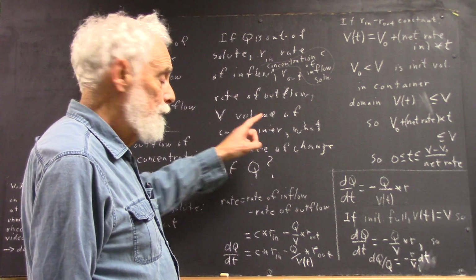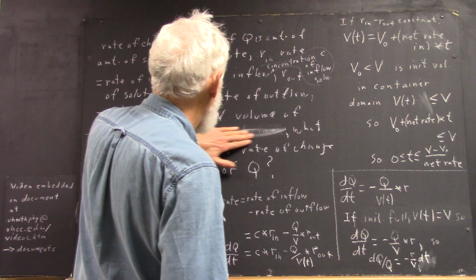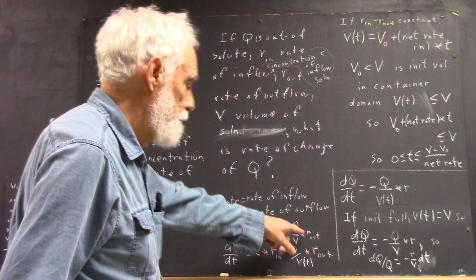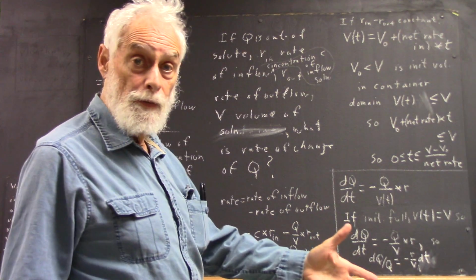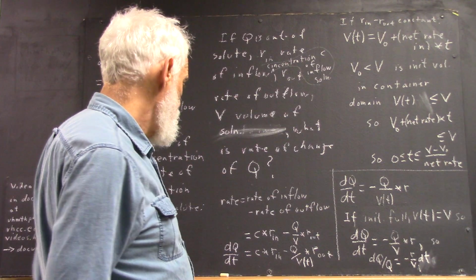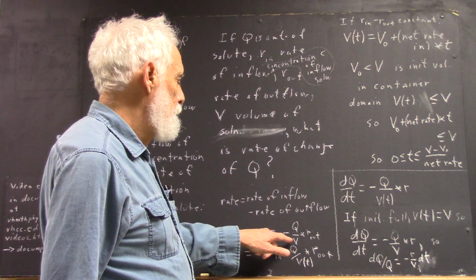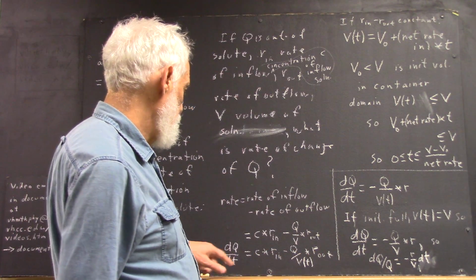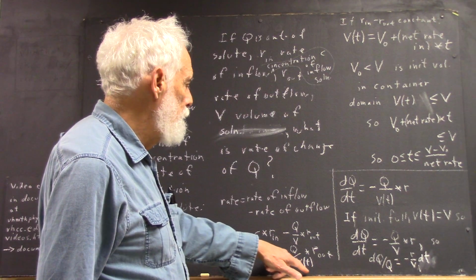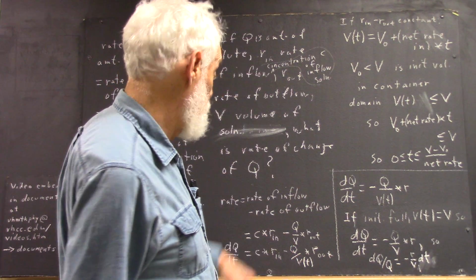Okay? Now I say V is the volume of the container. Better, V is the volume of the solution. Then this holds. And the volume of the solution might be the volume of the container if the container is full. But of course the container might not always be full. So that you have dQ/dt equals C times rate in minus Q over V(t) times rate out. In other words, this is the rate and the rate is dQ/dt, so this is what we have. And I've got a V(t) down here because the volume of the solution might in general be changing.